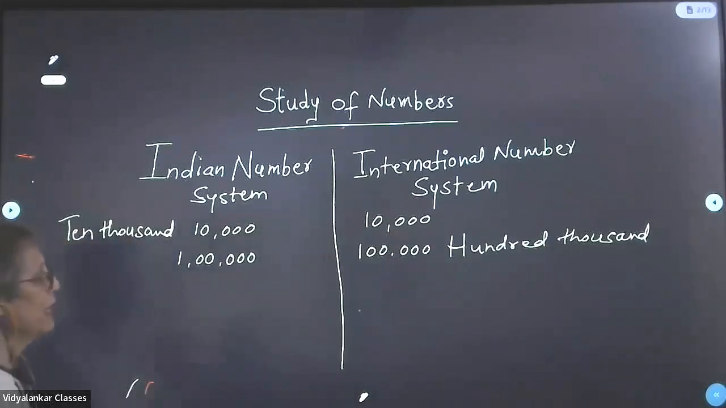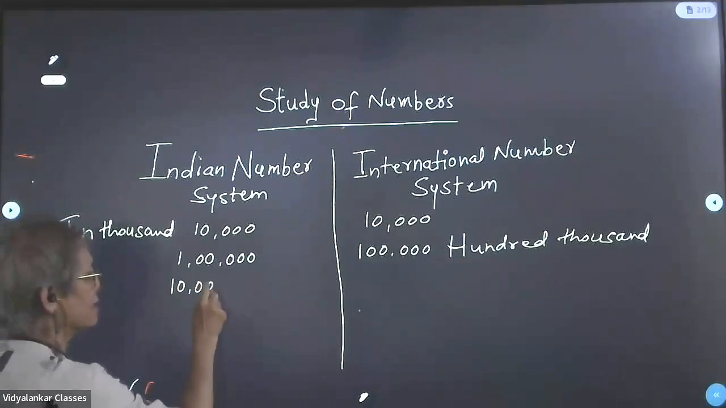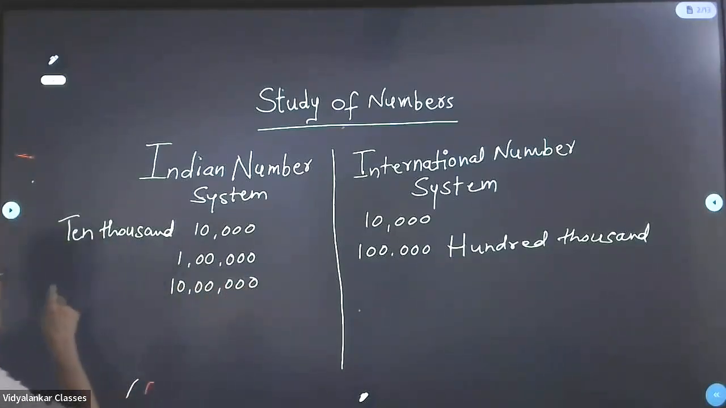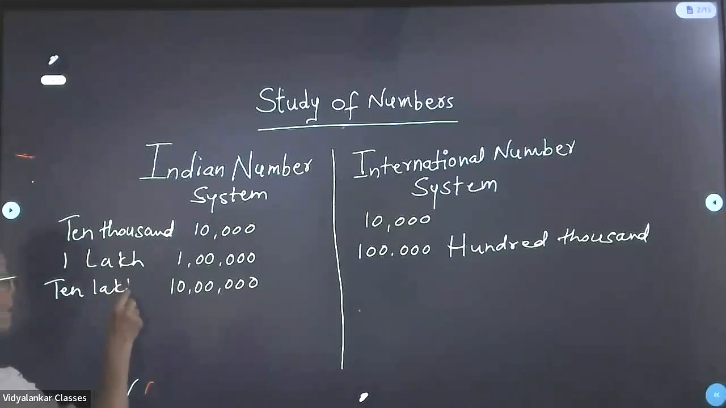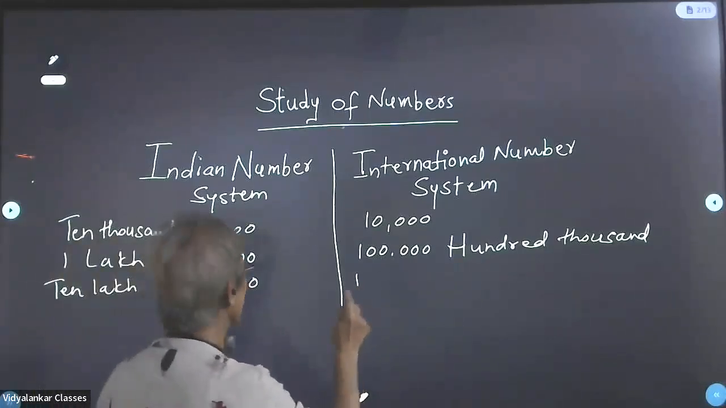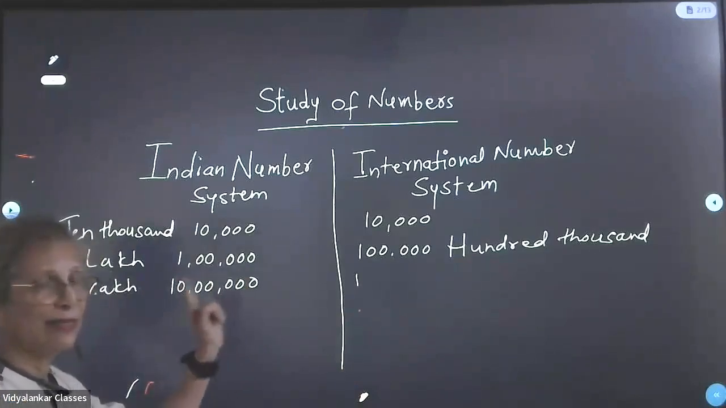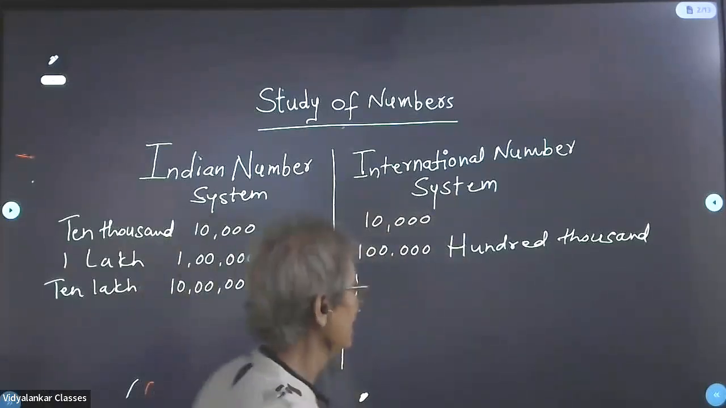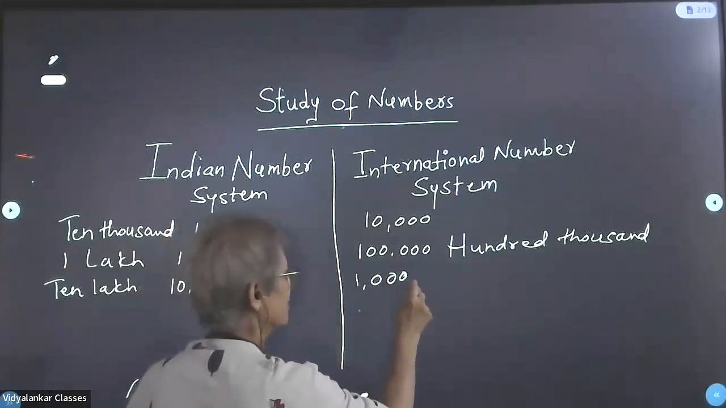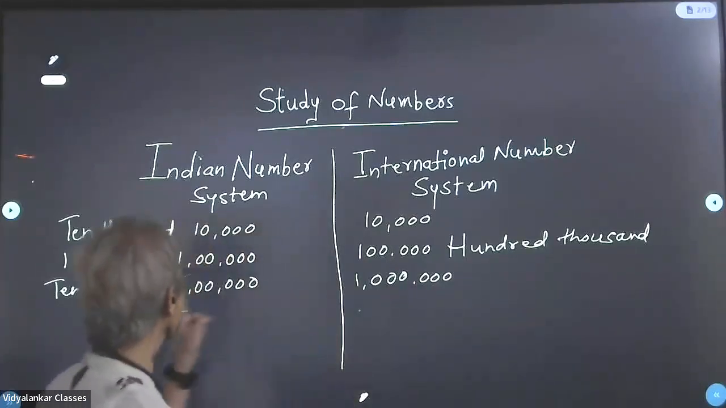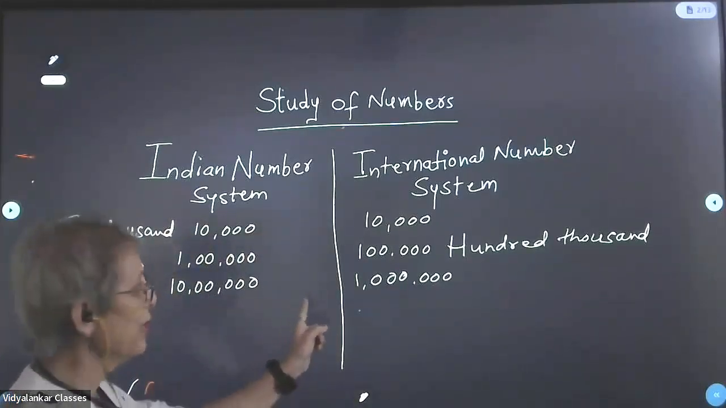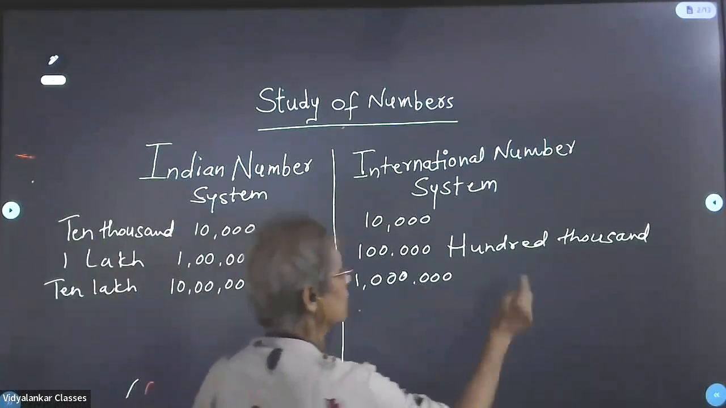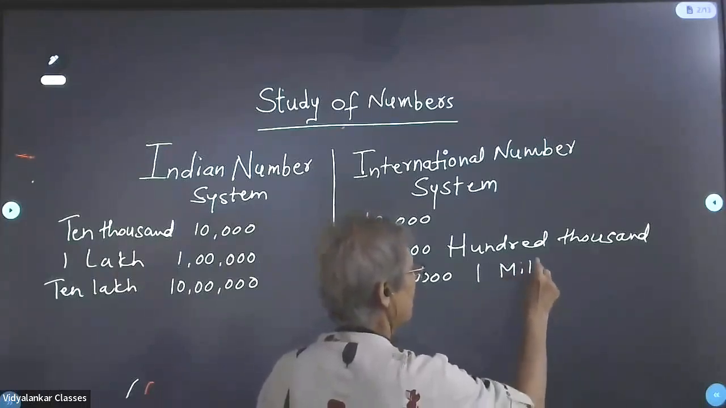After this, what happens? We have 10 lakhs in the Indian number system. This is 1 lakh. This is 10 lakhs. While here, see the zeros, how many zeros are there? 6 zeros. As per the international number system, we make groups of threes, and therefore it will be like this. So this is 10 lakh in our number system, and in the international number system, this is called 1 million.